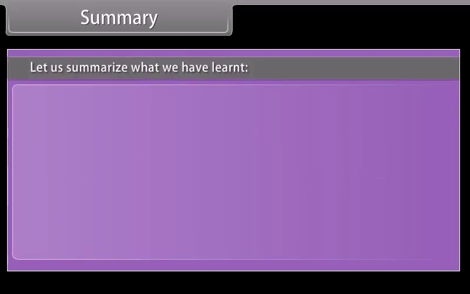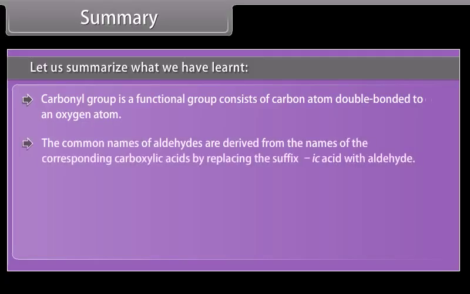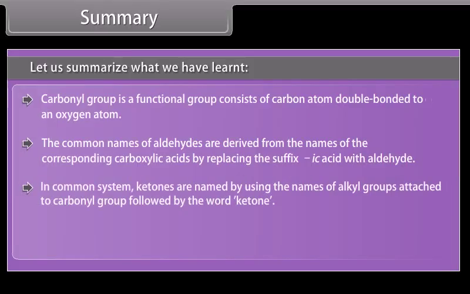Summary. Let us summarize what we have learned. Carbonyl group is a functional group consisting of a carbon atom double bonded to an oxygen atom. The common names of aldehydes are derived from the names of the corresponding carboxylic acids by replacing the suffix -ic acid with aldehyde. In common system, ketones are named by using the names of alkyl groups attached to carbonyl group followed by the word ketone.